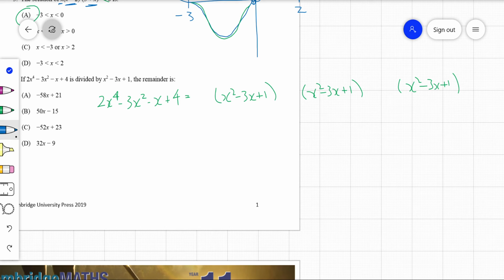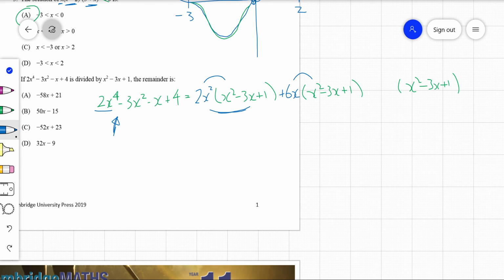All right, so let's think about this. I want 2x to the power of 4, so I'm going to have to times this by 2x squared. That gives me 2x to the power of 4. But the second term it gives me is a negative 6x cubed. If I have a look, there are no x cubes in here, so I want to add 6x cubed to balance that, because there are 0 cubes there. So I'm going to add 6x to make that 6x cubed. That's my first term. There we go, so I've got my negative 6x cubed plus 6x cubed.